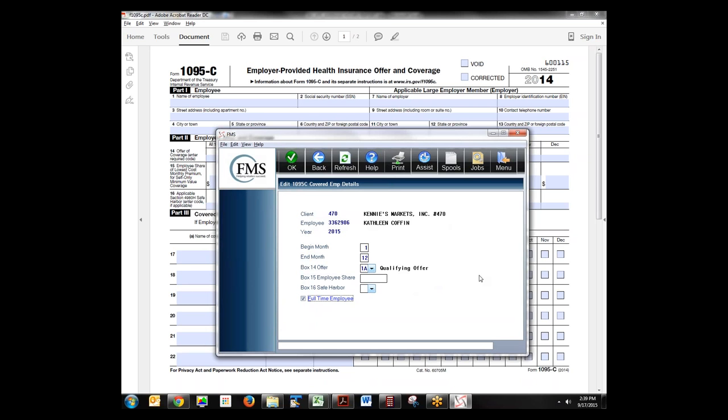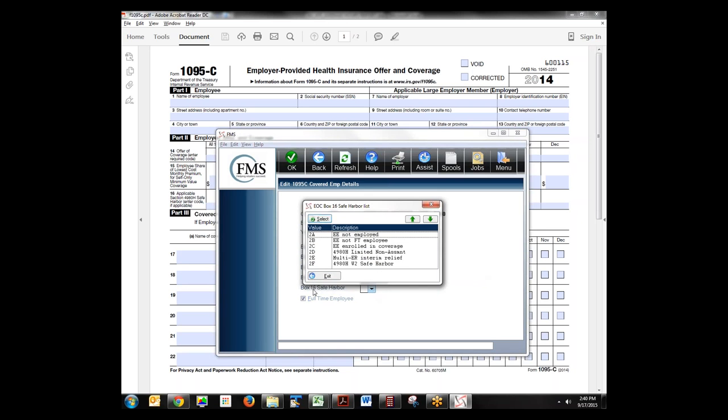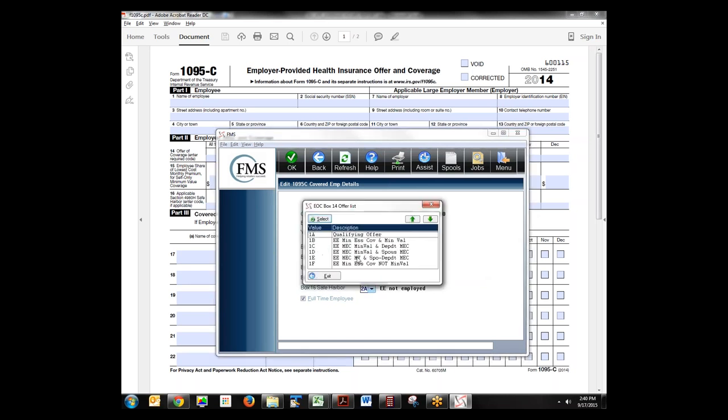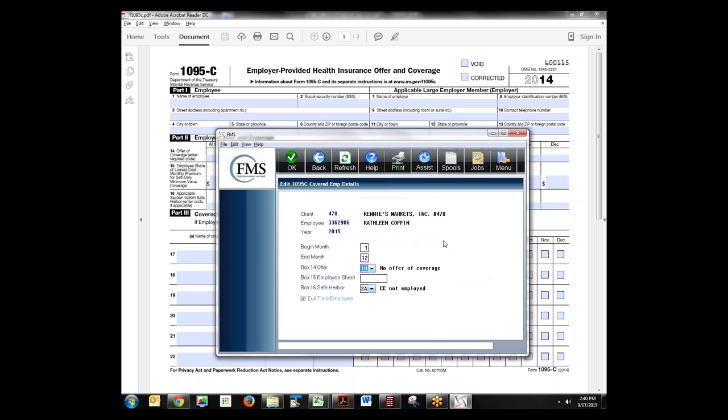So we can key it in this way for the employee. Now, of course, this is a very easy example, convenient for this demonstration, but for example, in the case of an employee that was hired in the middle of the year, they'll need a record for the time that they were not an employee, where they were getting no coverage. And for that, there's a box 16 safe harbor of 2A, which means the employee was not employed. So you would use 2A for that record when the employee was not employed, and therefore they got no offer, like a 1H, let's say, for January to June.